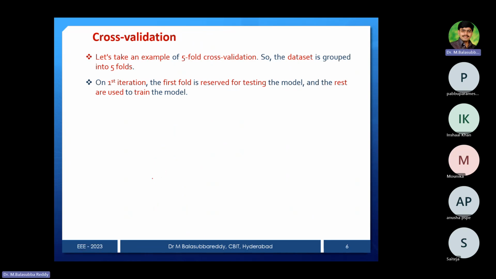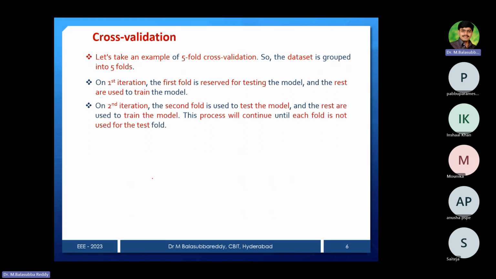In that manner, in the second iteration, the second fold is used for testing the model, and the rest is used for training the model. This process will continue until how many? Five folds. So in the first iteration, the first fold is reserved for testing, and the rest are used for training.